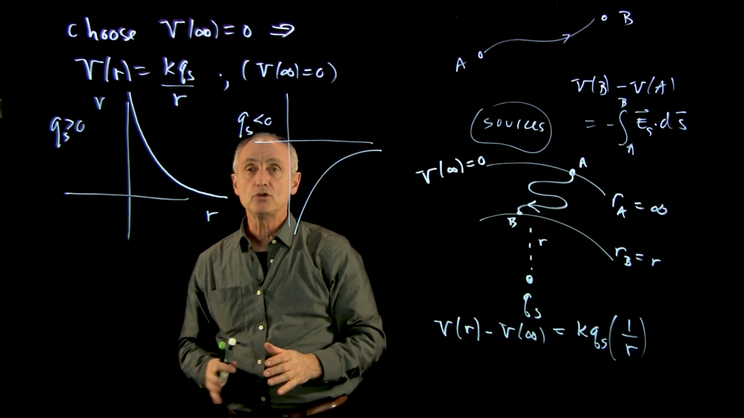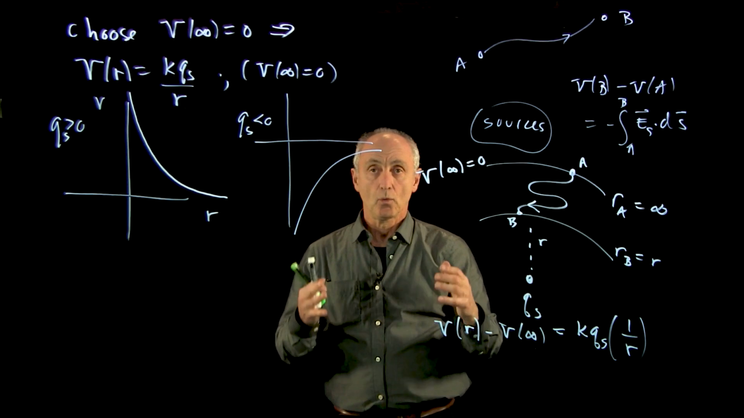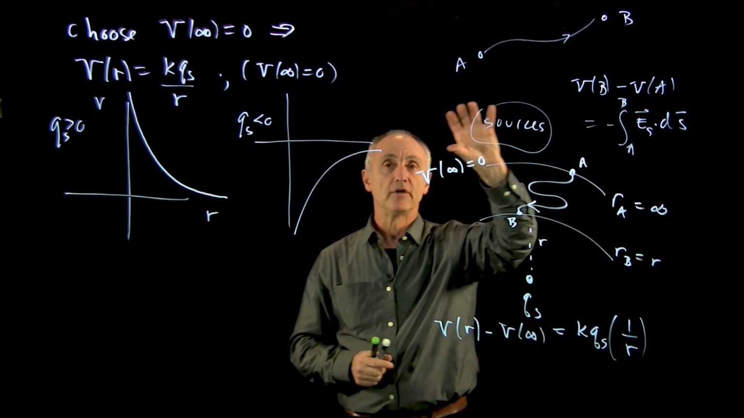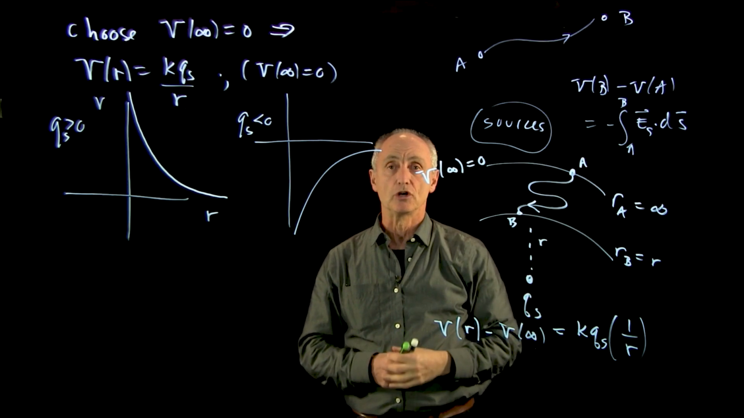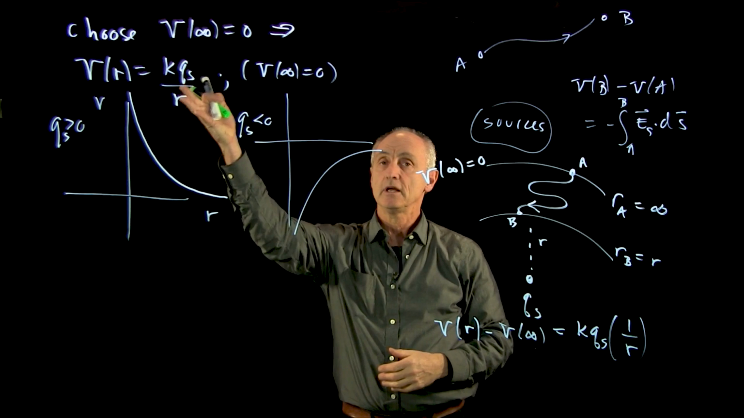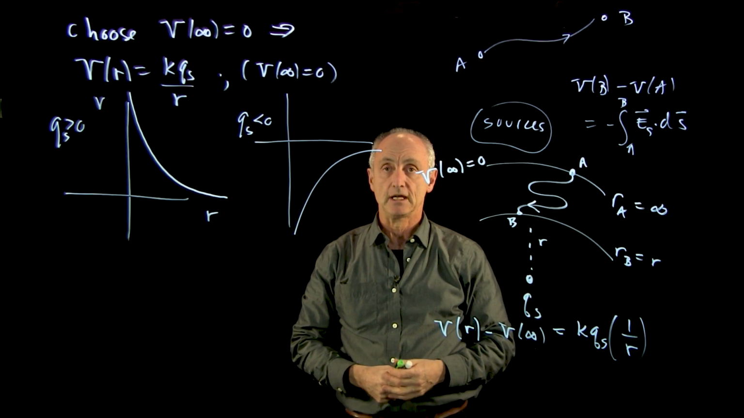And now what we want to do is we'd like to see what would happen if we have a continuous distribution of charges. How can we exploit this idea for a point charge to get an integral formula?